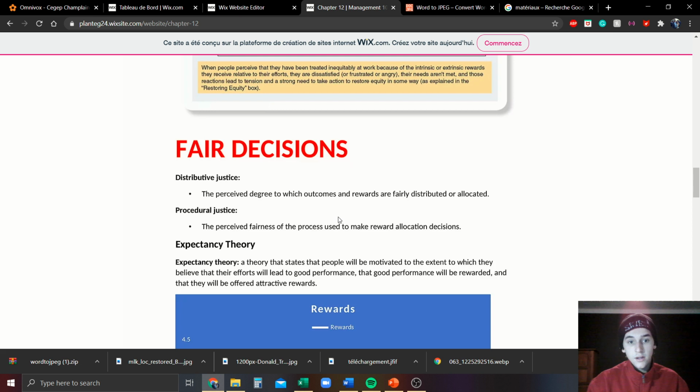Fair decisions. You can use distributive justice and procedural justice. Distributive justice is the perceived degree to which outcomes and rewards are fairly distributed or allocated. Procedural justice is the perceived fairness of the process used to make reward allocation decisions. So procedural justice is how you evaluate someone compared to the other. Is it fair? So it is the perceived fairness of this process. While distributive justice is the perceived degree to which outcomes and rewards are fairly distributed or allocated.